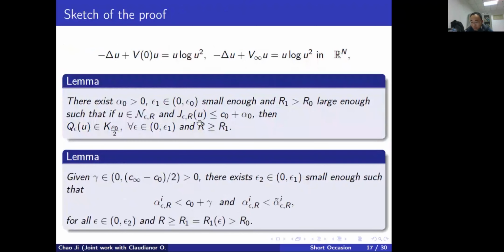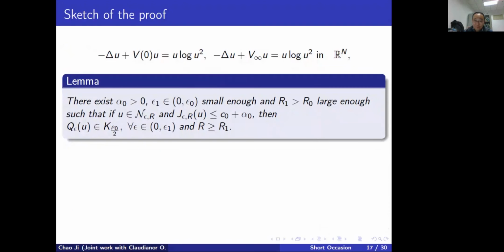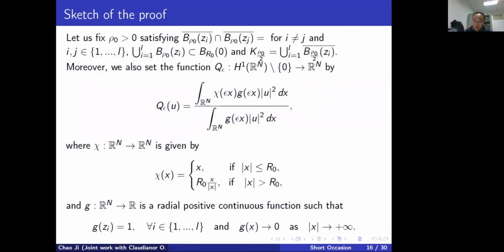Finally, the third step is U_R goes to U weakly. The U is non-trivial, but we don't know whether L_U are different, because we want to get L different solutions. So we cannot prove U_R strongly converges to U in H1 of Rn.